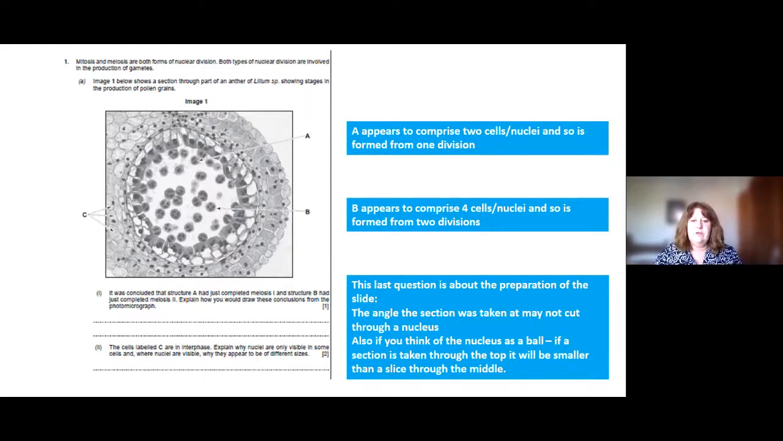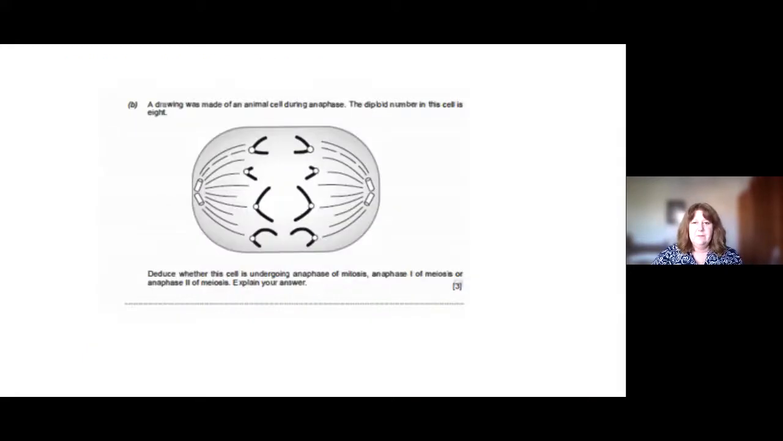So if you just imagine a nucleus, or this structure, as a sphere, it just really depends on where you actually take your section, where you slice through. Because if you think the nucleus is a ball, if the section is taken through the top, it's going to be a smaller slice than at the bottom. Sometimes you will cut through the nucleus, sometimes you may not, if it's a whole cell. But if you're cutting through a nucleus, sometimes it'll appear different shapes and different sizes because of the sectioning. Okay, so that's that question done.